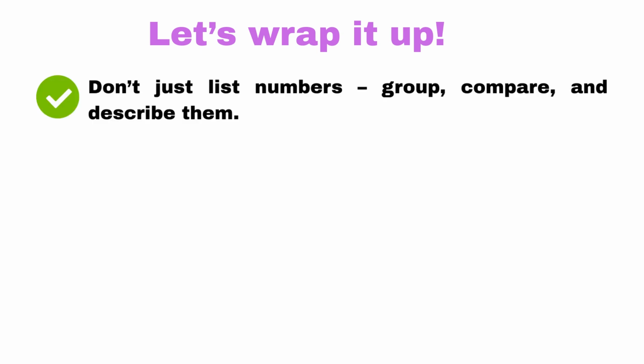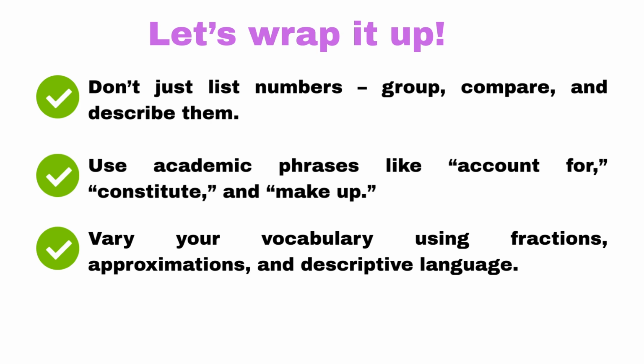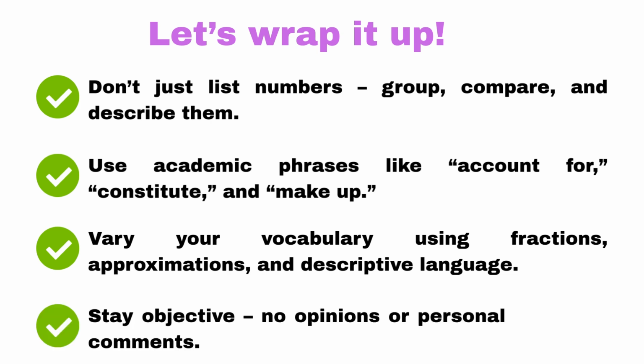Okay, now let's wrap up with a few quick tips to keep in mind when writing about data in IELTS Writing Task 1. Don't just list numbers. Group, compare, and describe them. Use academic phrases like account for, constitute, and make up. Vary your vocabulary using fractions, approximations, and descriptive language. Stay objective. No opinion or personal comments. Now you're ready to describe data like a pro in IELTS Writing Task 1.